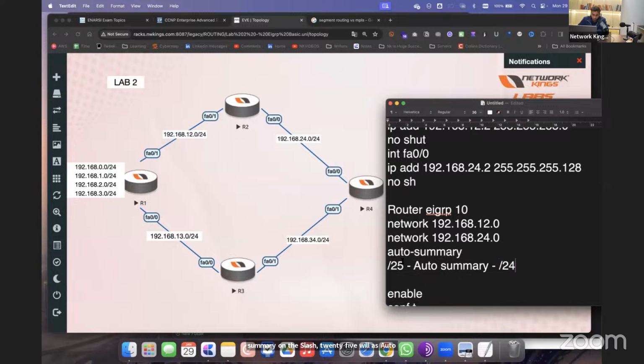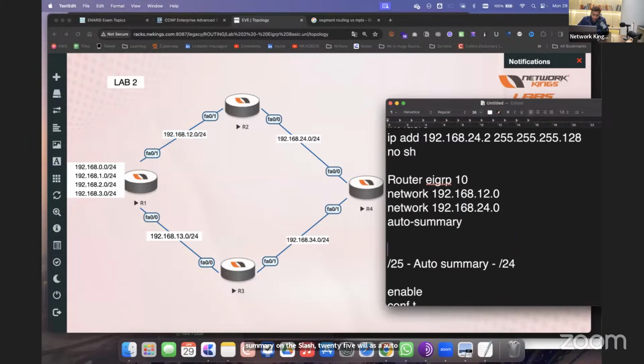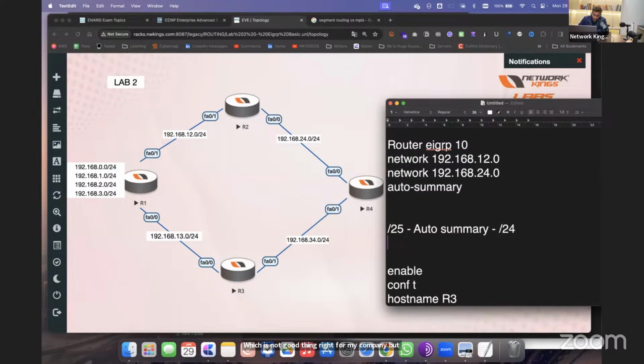Slash 24, which is not a good thing for my company. But if subnetting is not used in your company, it will not create any issue. But if you have divided your network with subnetting, auto summary will make your /25 a /24, and your /26 also a /24. So auto summary just combines all the networks automatically. That's why all /25 and /26 networks will become /24.